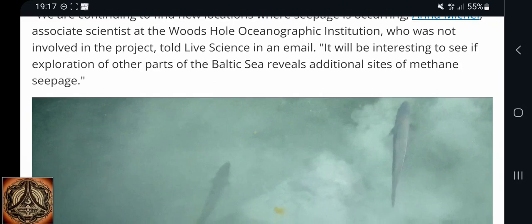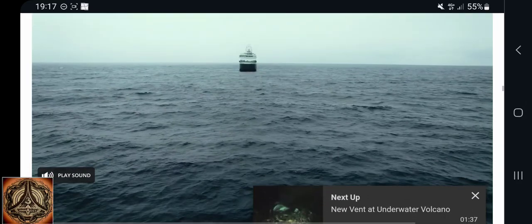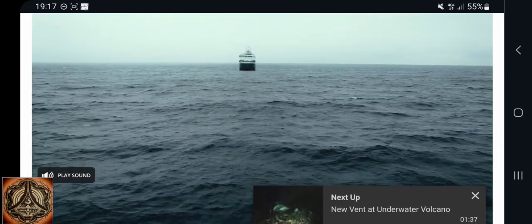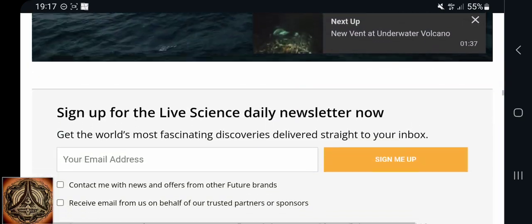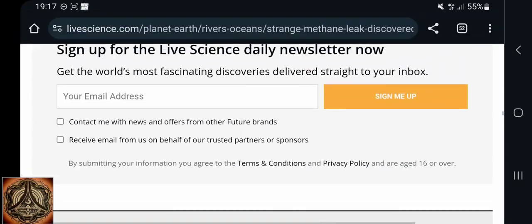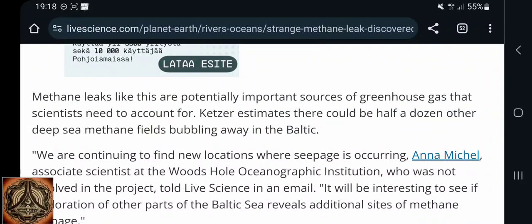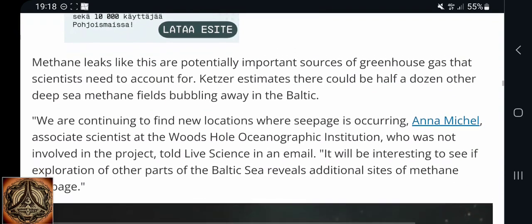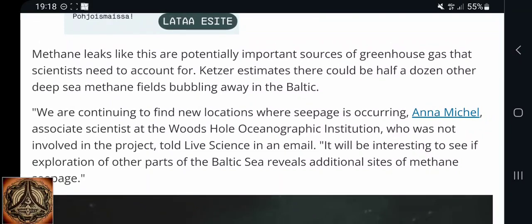It would be interesting to explore other parts. Is that this leakage? No. Maybe it was, I don't know. This looked to me like a volcano. Maybe they should check out some other stuff there at the bottom of the Baltic Sea.